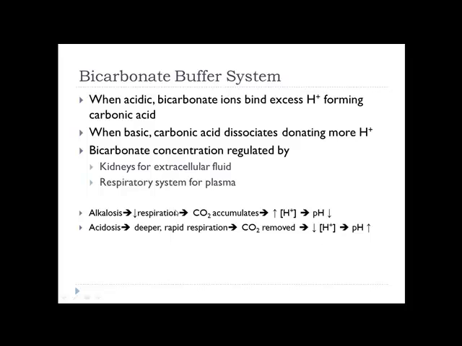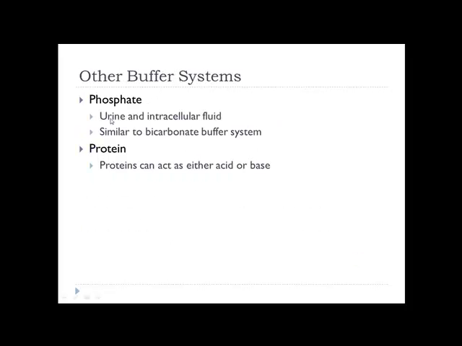So here are some nice flow charts. I want you to use these flow charts in your study guide. If alkalosis occurs, you get decreased respiration, CO2 accumulates, we increase our H plus ion concentration and decrease our pH. We become more acidic. If acidosis occurs, you increase respiratory rate, you breathe faster, we get rid of CO2, we decrease the H plus ion concentration, and we increase the pH. We become more alkaline. Our other buffer systems are phosphates and proteins.